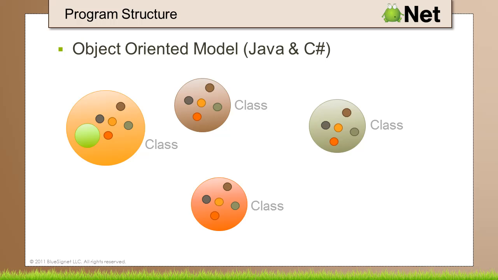Then you have the object-oriented model, which is more Java and C#. This is where the main function is inside of a larger containment object that contains classes that then make references to other classes that contain other objects and so on and so forth. It kind of looks like the universe when you look at it from this, or like cells, like bacteria.